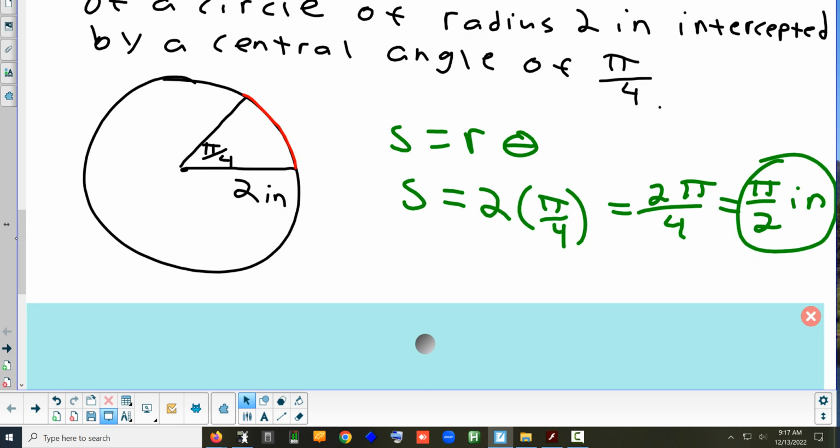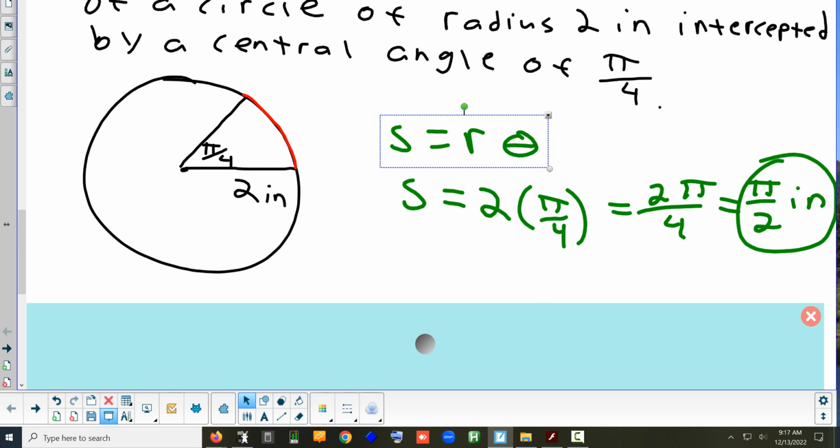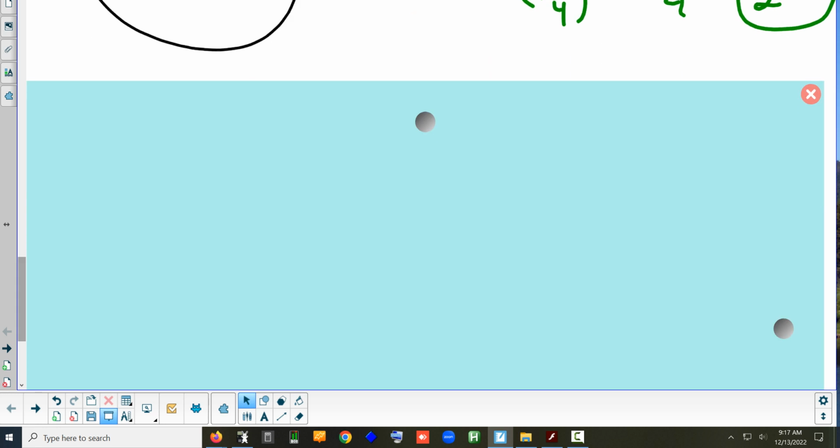So S is a length. It would have a label of like inches, feet, centimeters. R is the same thing. That's a length. Theta is an angle. That's in radians. Questions on that? Let's try one more with arc length.